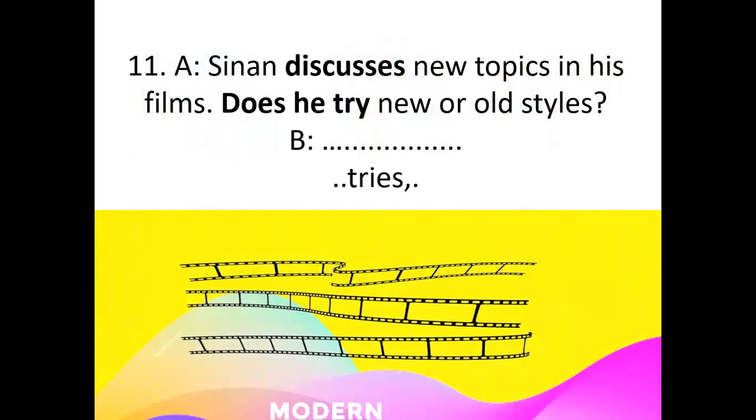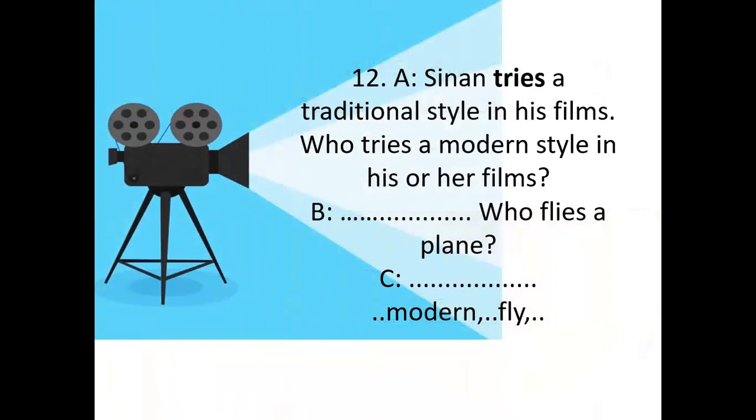11. Sinan discusses new topics in his films. Does he try, base form, because there is does. Does he try new or old styles? He tries new, I-E-S, he tries new styles in his films. Sinan tries a traditional style in his films. Who tries a modern style in his or her films? Yasemin tries a modern style in her films. Who flies a plane? Ekrem flies a plane.